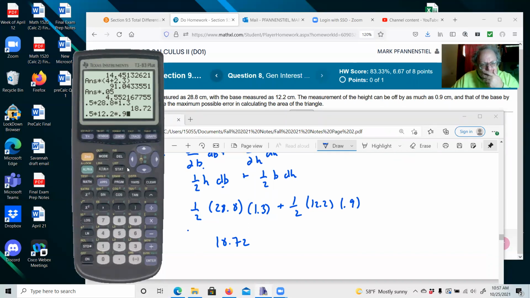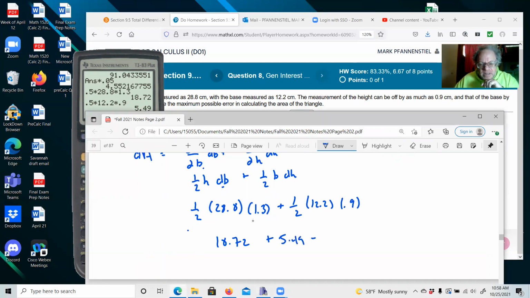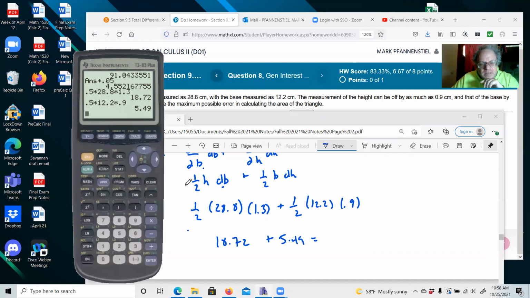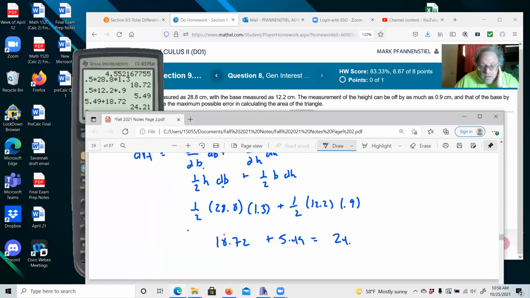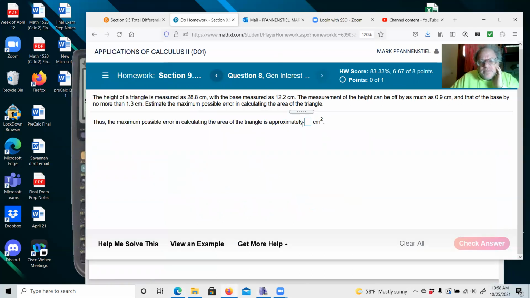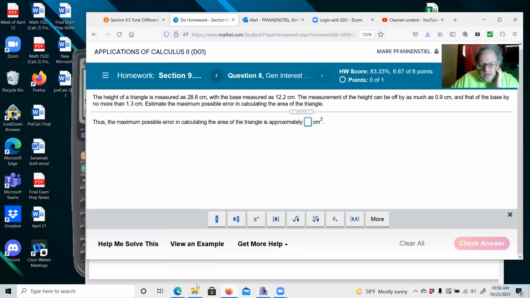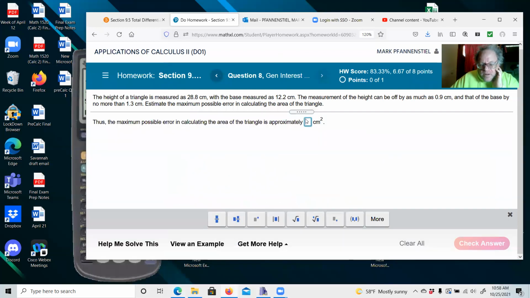Okay, so 1/2 times 12.2 times 0.9. Okay, 5.49 is equal to. Okay, so 5.49 plus 18.72 is 24.21 centimeters squared. Okay, so let me say this is 24.21.